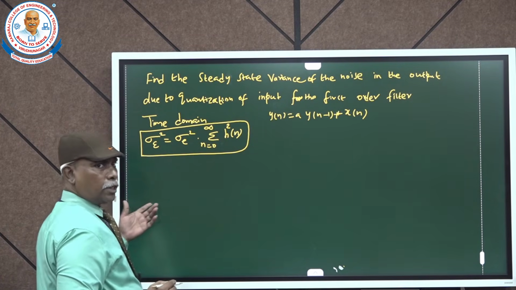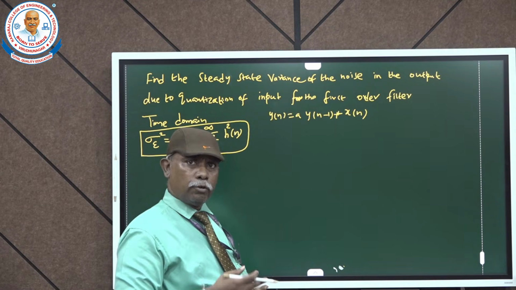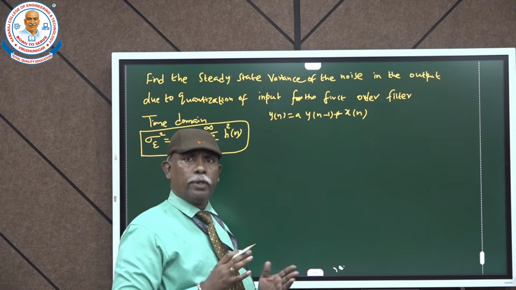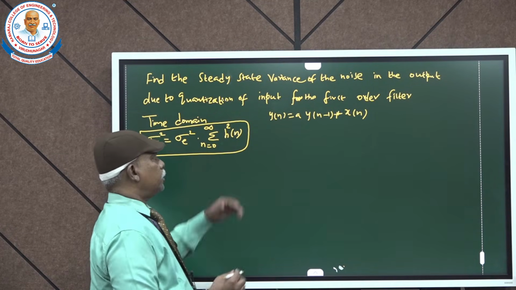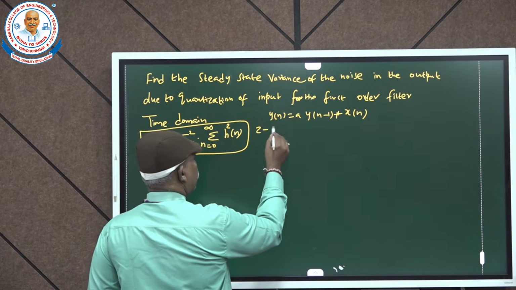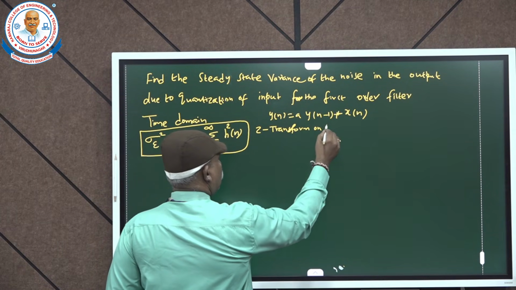So by using this method, now we have to find out the output. Then by using the frequency domain method, we have to find out the output, and both the outputs should be equal. This is the objective of this class. Now I take the Z transform on both sides.